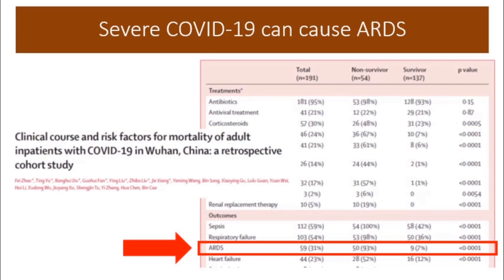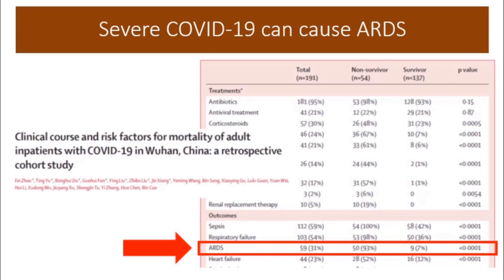If you look at the columns, the first column up here refers to the total number of patients, which was 191. The next column over shows the non-survivors, that is the people who died. So there were 54 people out of the 191 who died of COVID-19 in this cohort, and 137 people survived. If you look at the ARDS row at the bottom, you'll see that of the total 191 patients, 59 of them developed ARDS. So that's 31%. It's a very severe form of lung injury, and it's really surprising, to me at least, that almost a third of them developed ARDS.